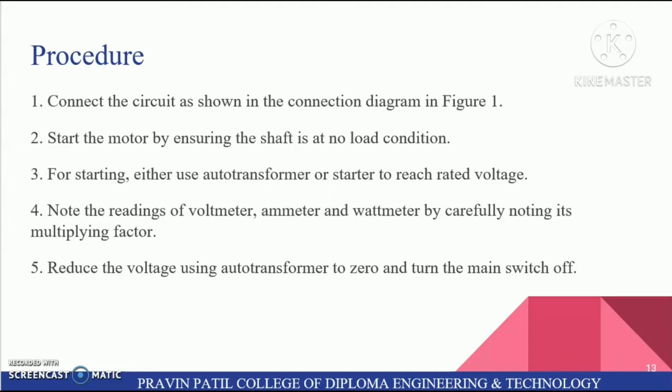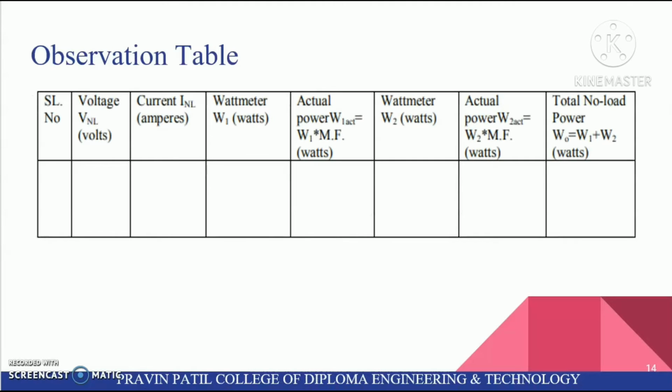So this is the procedure for performing the no load test, and this is the observation table for this test, in which you can take readings for voltage, current, wattmeter reading, actual power, that is wattmeter reading into multiplying factor, second wattmeter reading, actual power, second wattmeter reading into multiplying factor, and total no load power. The formula is W1 plus W2.